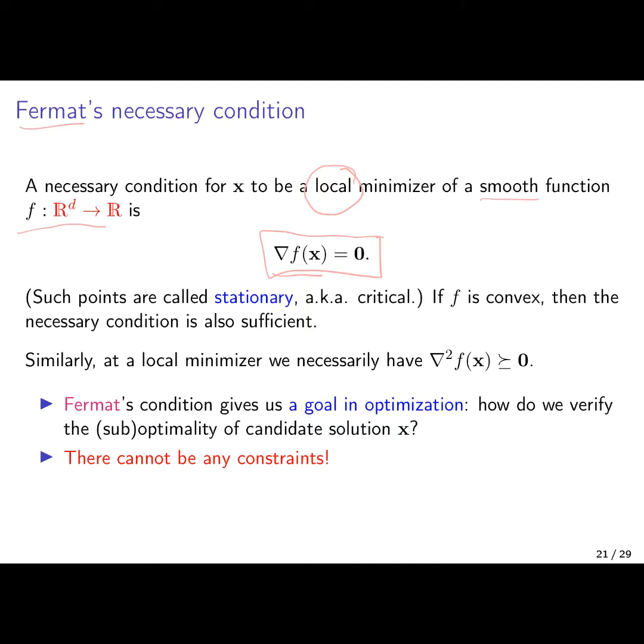And these points are called stationary or critical points. So we can say any local minimizer is stationary, but not all stationary points are local minimizers. If the function f is convex, then this necessary condition is also sufficient. So you see, convexity is really an important property, right? It rules out the existence of local but not global minimizers.